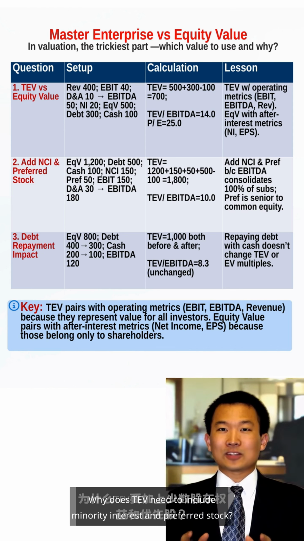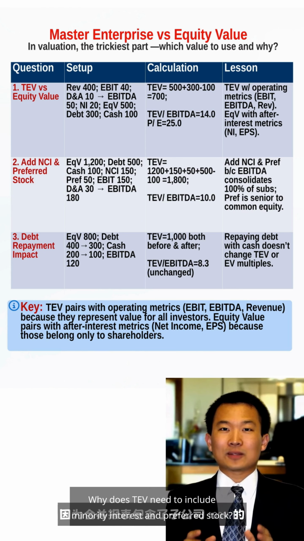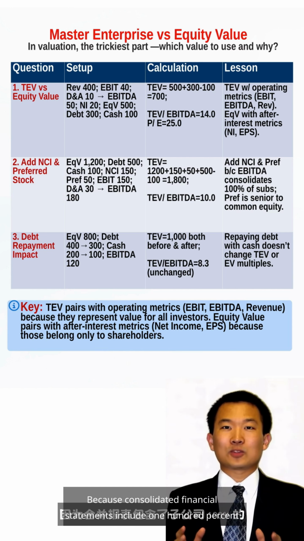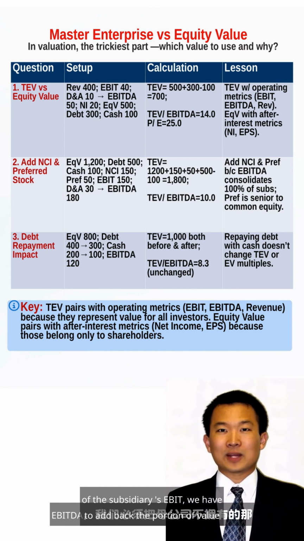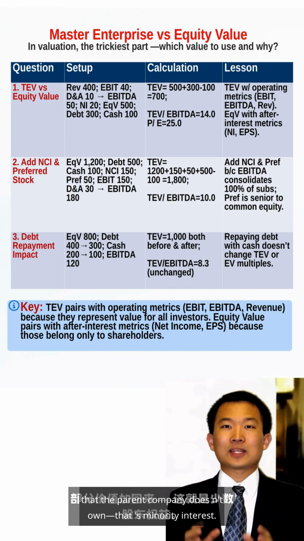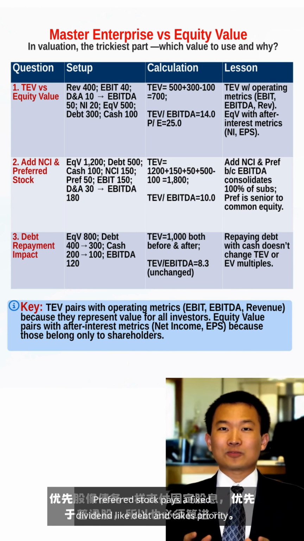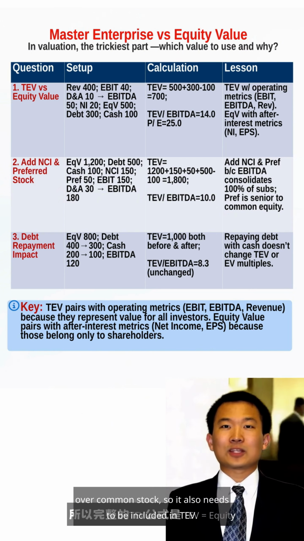Why does TEV need to include minority interest and preferred stock? Because consolidated financial statements include 100% of the subsidiary's EBIT, we have to add back the portion of value that the parent company doesn't own. That's minority interest. Preferred stock pays a fixed dividend like debt and takes priority over common stock, so it also needs to be included in TEV.